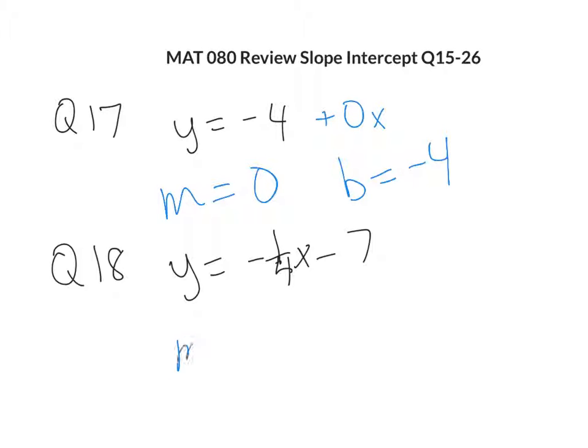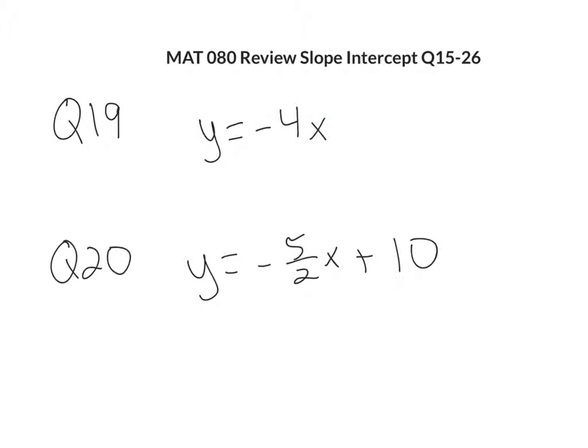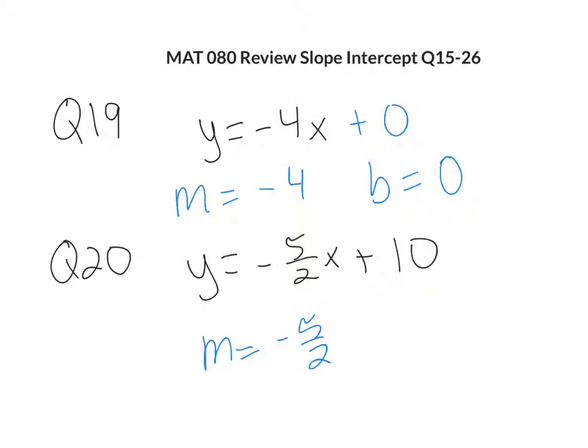For question number 18, negative 1/4 is with x, so that's our slope, and our y-intercept is negative 7. Question number 19. The number with x is negative 4, but we don't have another number there. Technically, I could write a plus 0, and we'd see that our y-intercept is at 0. Question 20. The slope, the number with x, is negative 5/2, and the y-intercept is 10.